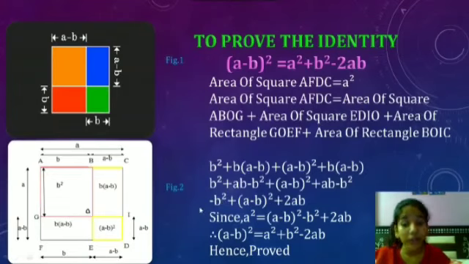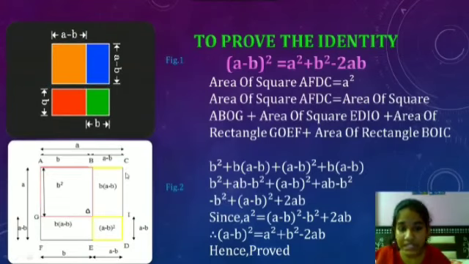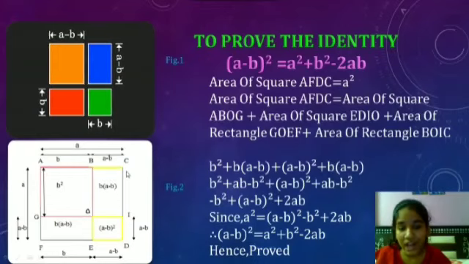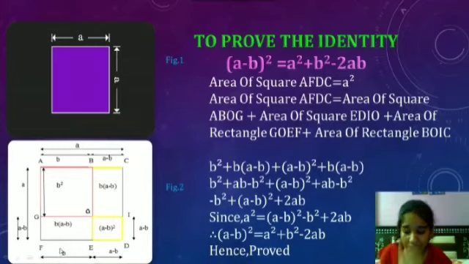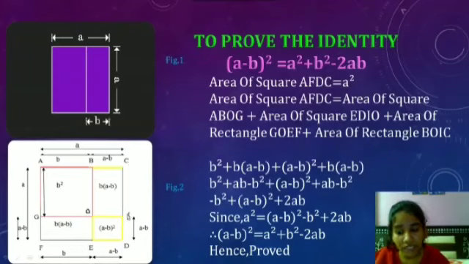Now in figure 2 you can see that there is a square named AFDC whose area is a². When we mark a point E on FD, then the measure of ED is a − b and the measure of FE is b. Now when we mark a point I on DC, then the measure of DI is a − b and the measure of CI is b.